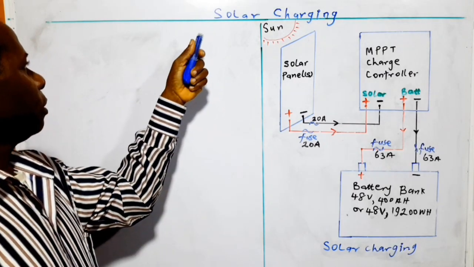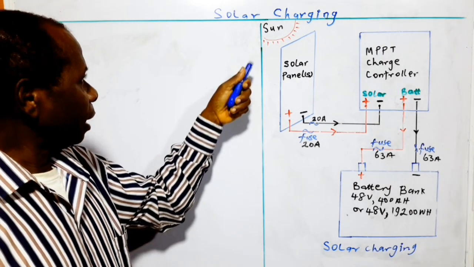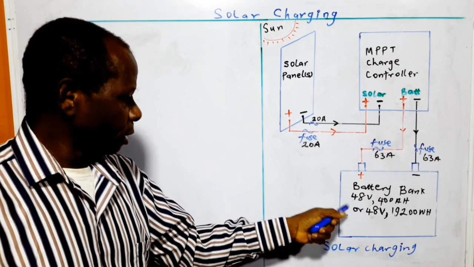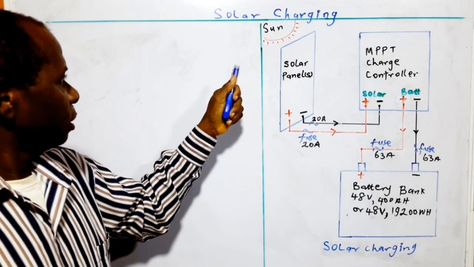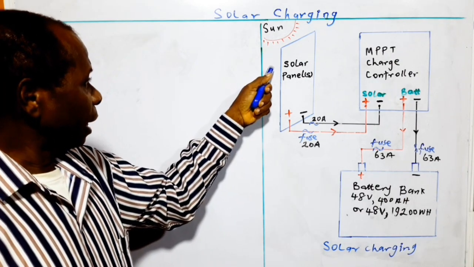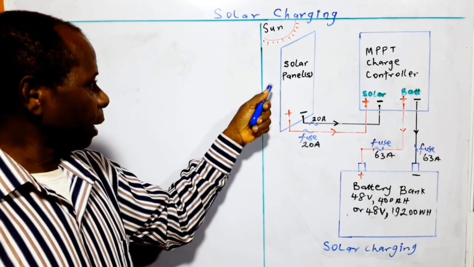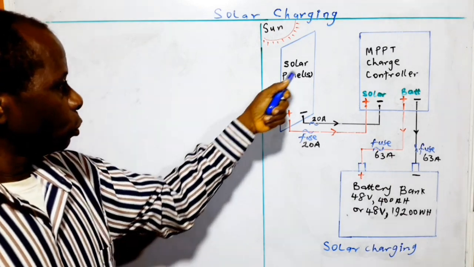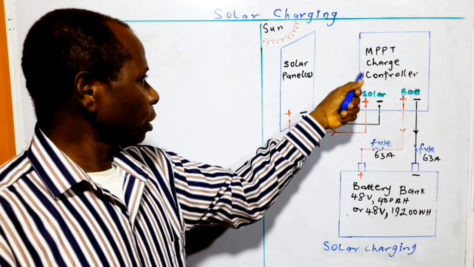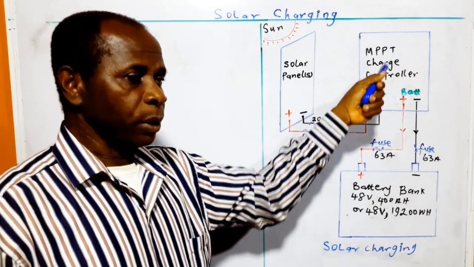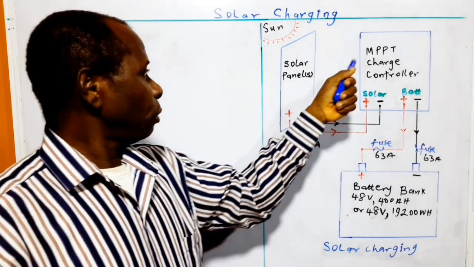This video is about solar charging, and it is a concept where a battery bank or a battery such as this is charged by a set of solar panels or a solar panel, depending on the situation, through a charge controller. In this case, I'm using MPPT charge controller. MPPT means maximum power point tracking.